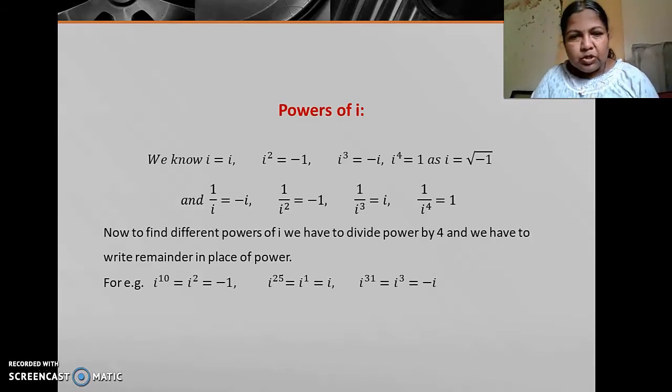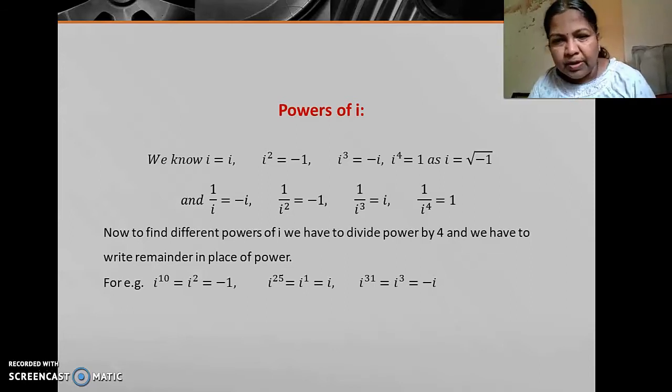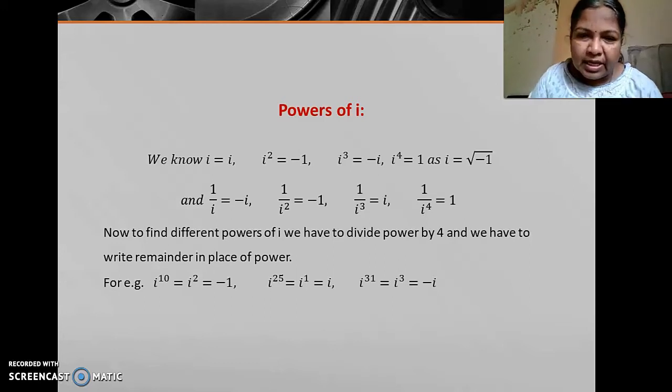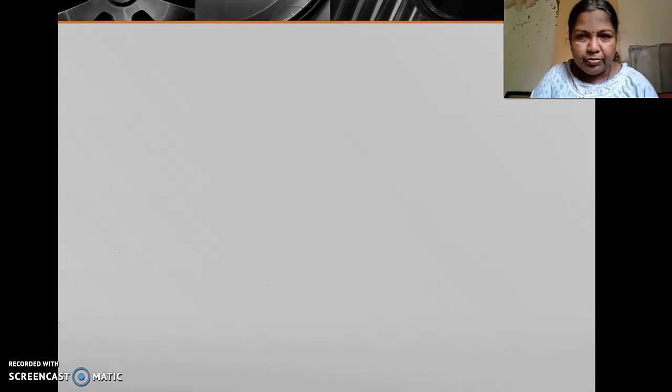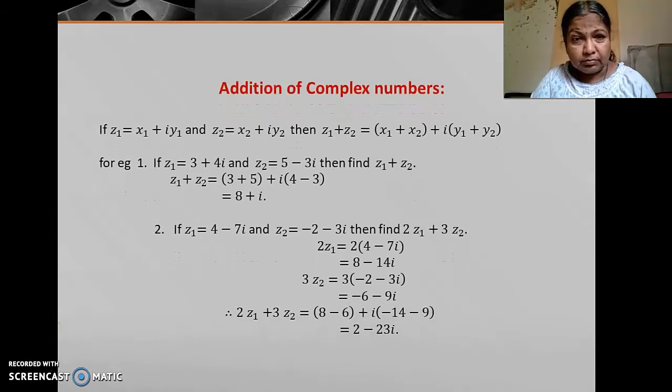Now if we take i raised to 25, then dividing 25 by 4, I find that the remainder is 1. So i raised to 25 is equal to i raised to 1, which is i. If the remainder turns out to be 3, as in the case of i raised to 31, then the value will be -i. If the remainder turns out to be 0, then it is i raised to 0, which is 1. So only 4 values I will get: either 1, i, -1 or -i.